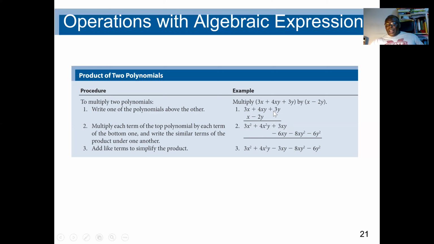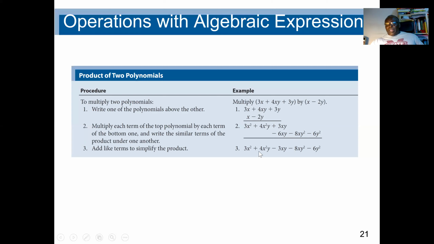So here, if I have a binomial or even a trinomial, 3 terms, all I need to do is take each term and multiply by everything, then the second term, multiply by everything. So minus 2y times 3s will give me minus 6sy. Minus 2y times positive 4xy will give me minus 8xy squared. Then minus 2y times 3y will give me minus 6y squared.